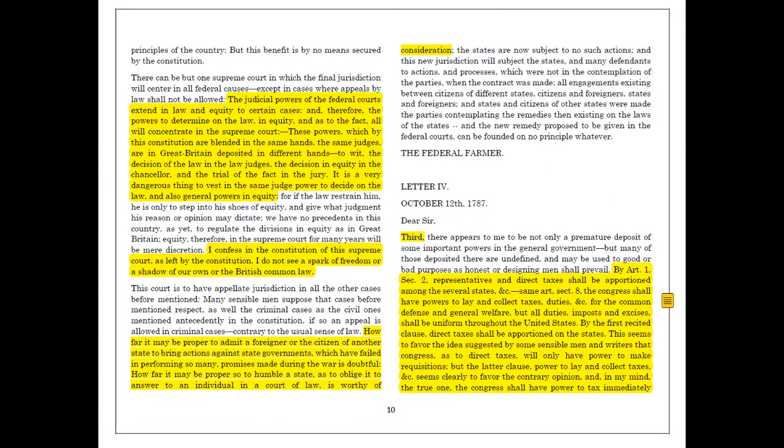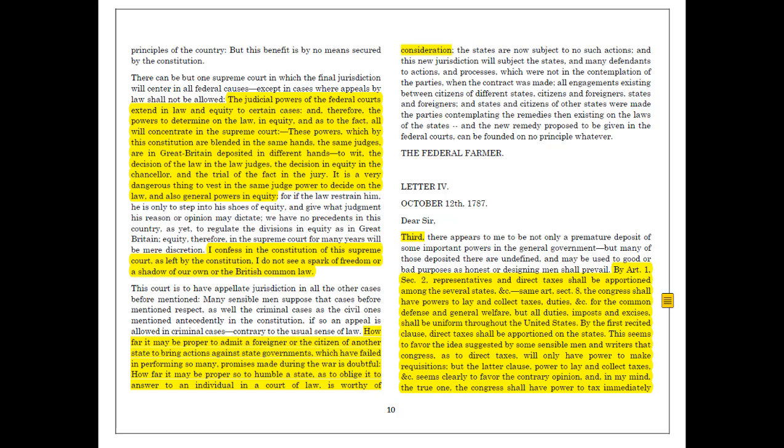If we look in the left-hand column of page 10 in the first highlighted passage, the judicial powers of the federal courts extend in law and equity to certain cases, and therefore the powers to determine on the law, in equity, and as to the fact all will concentrate in the Supreme Court. These powers, which by this Constitution are blended in the same hands, the same judges, are in Great Britain deposited in different hands, to wit, the decision of the law in the law judges, the decision in equity in the chancellor, and the trial of the fact in the jury.